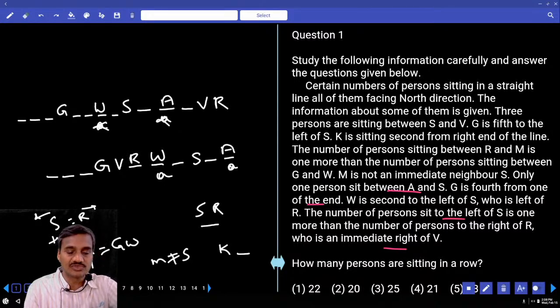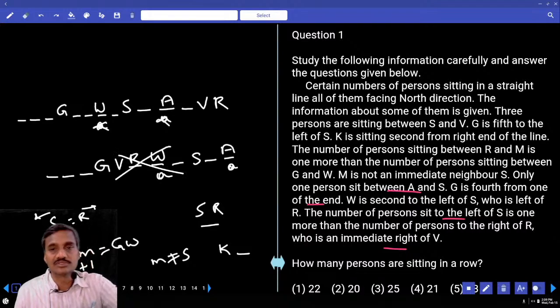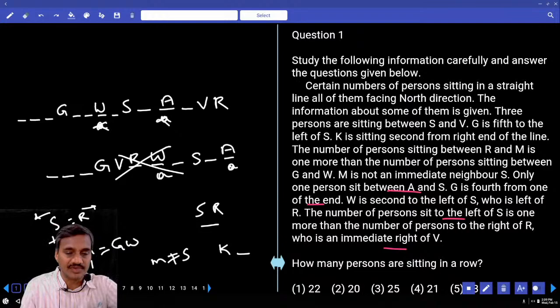Now in this one, R is to the right of S. But in the second one, R is to the left of S, this case is ruled out. Then according to the first one, R is to the right of S. Then next one, M and S are not adjacent to each other.